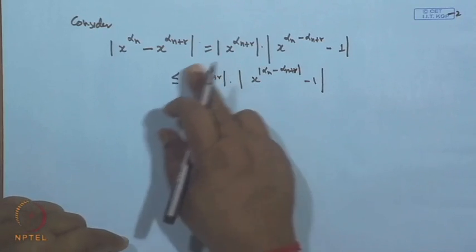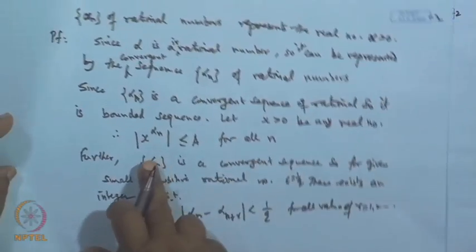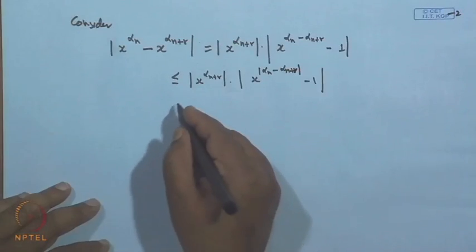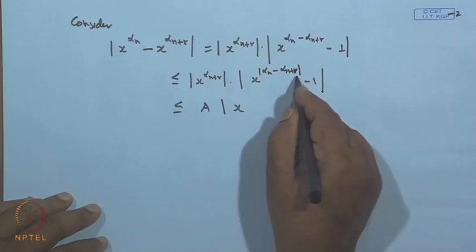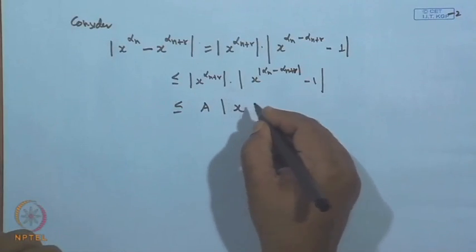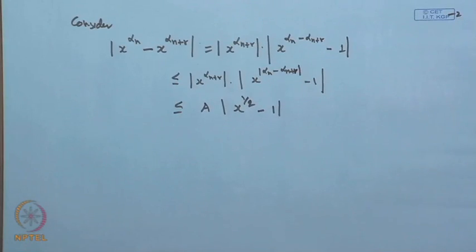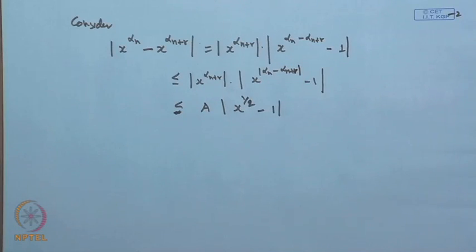Now, this x to the power alpha n, as we have seen from here, is bounded by a for all n. So, we can take this less than or equal to a into the mod of x to the power, and the mod of alpha n minus alpha n plus r is less than 1 by q, because this is convergent. So, it is 1 by q, minus 1. Is it okay? And this is strictly less than q.